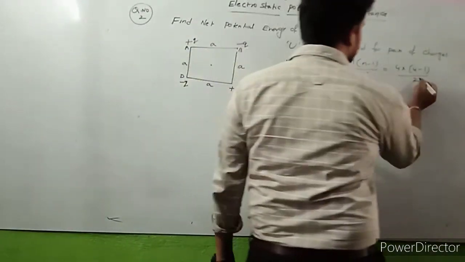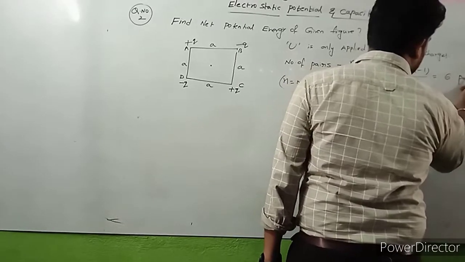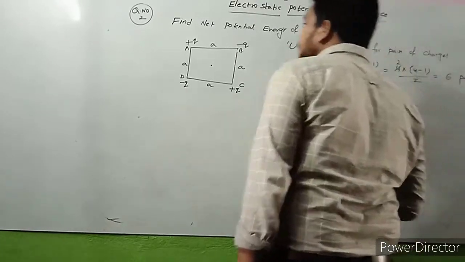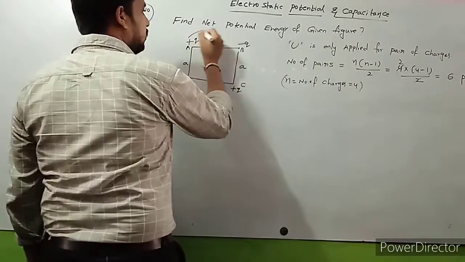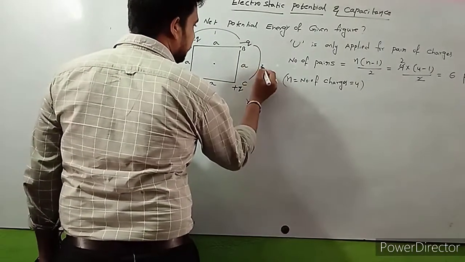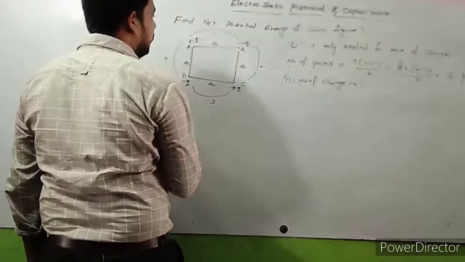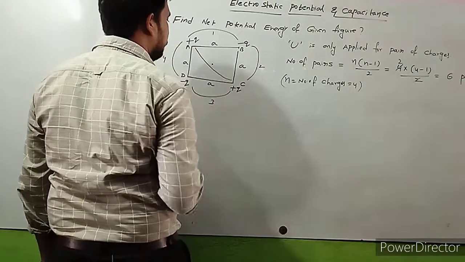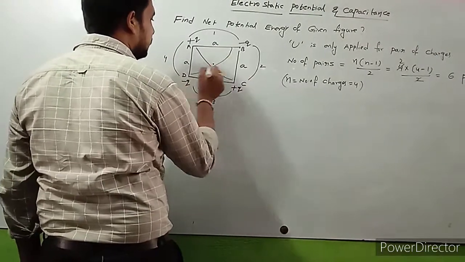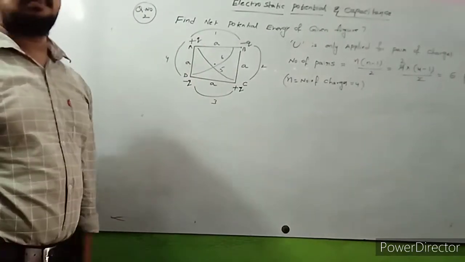2 how many times here? 2 times. Then 4 minus 1 is 3. 3 into 2, 6 pairs. How many pairs? 6 pairs. Observe. This is one pair. This is the second pair. This is the third pair. This is the fourth pair. And here, inside, one pair is a diagonal, and this is another pair. This is the fifth pair. This is the sixth pair. How many pairs are there here? 6 possible pairs are there.